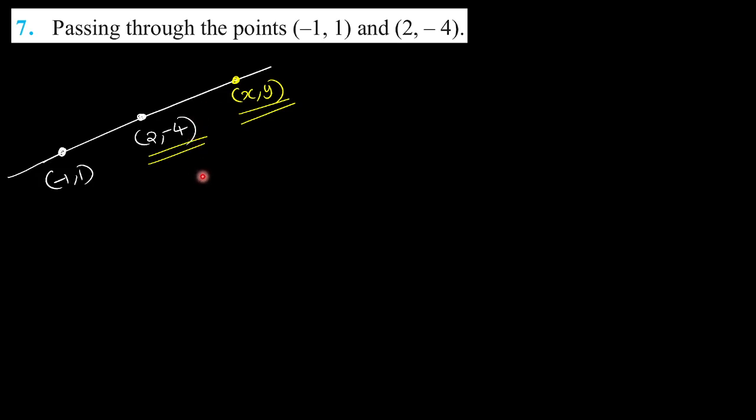Tell me, what is the slope? y2 minus y1 by x2 minus x1. Let me write here: y2 minus y1 by x2 minus x1. This is the slope of a line, not finished. Is that okay? All of it clear? Is it correct? Please tell me.